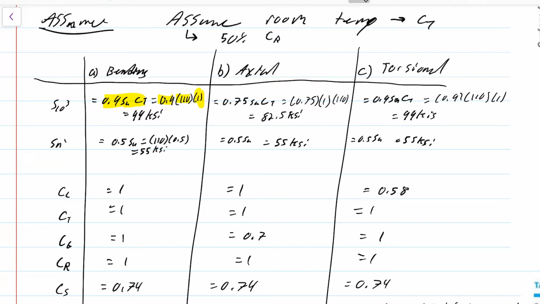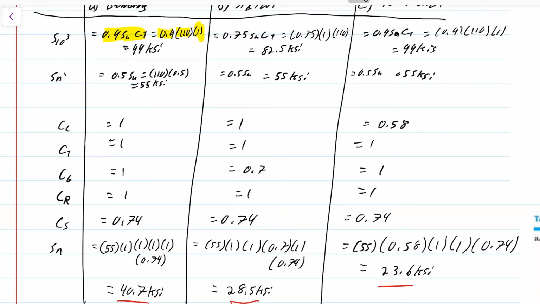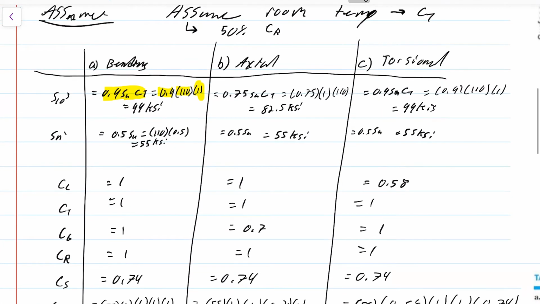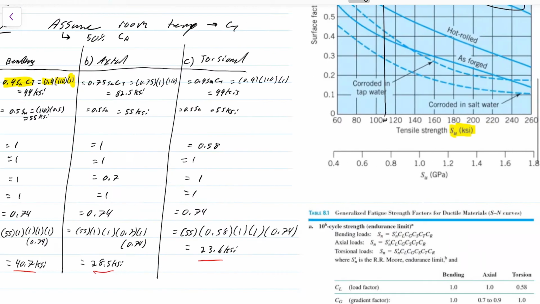The next one we're going to look at is SN prime. It's 0.5 times SU. The reason it is 0.5 is that steel has the constant of 0.5, so we have to multiply it by our SU. So 110 times 0.5 is 55 KSI, and we have that for all three of them.